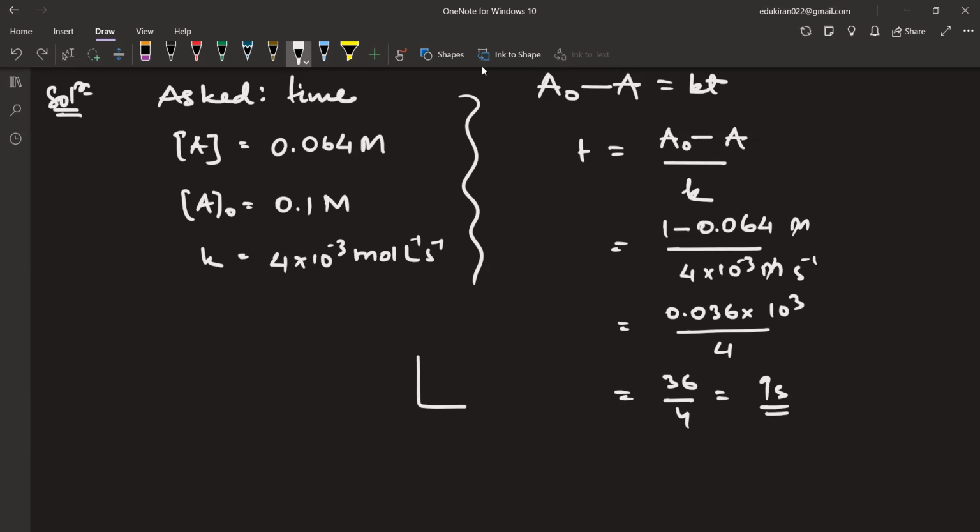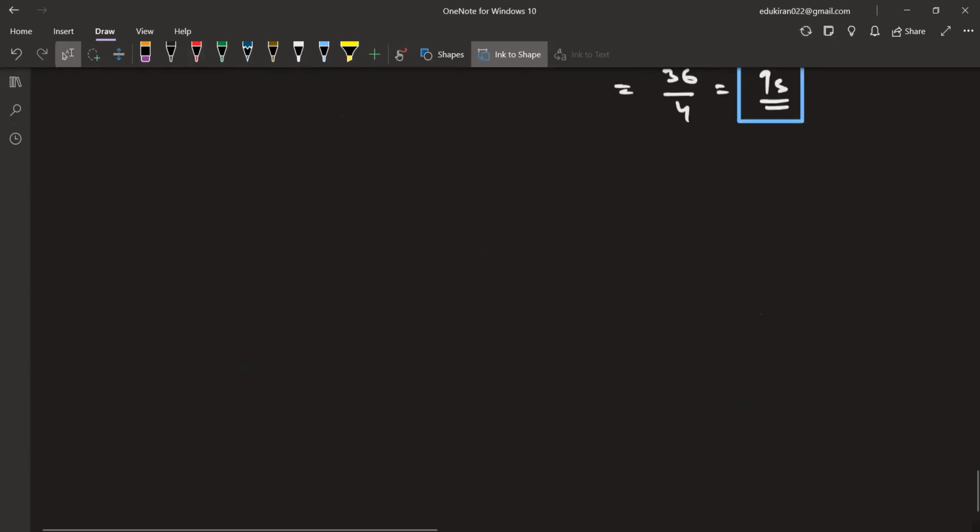Why is it not making any? Oh, now it is making. But if I do it here, it will not make. Oh, it also is making. Let's go, right next: first order reaction.